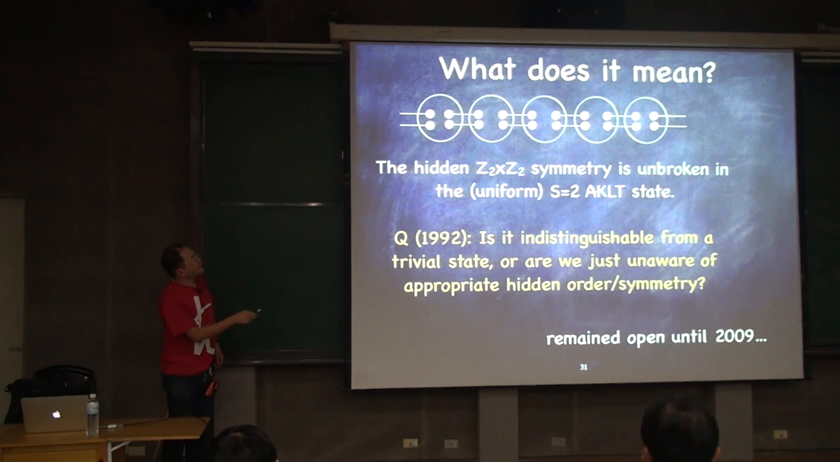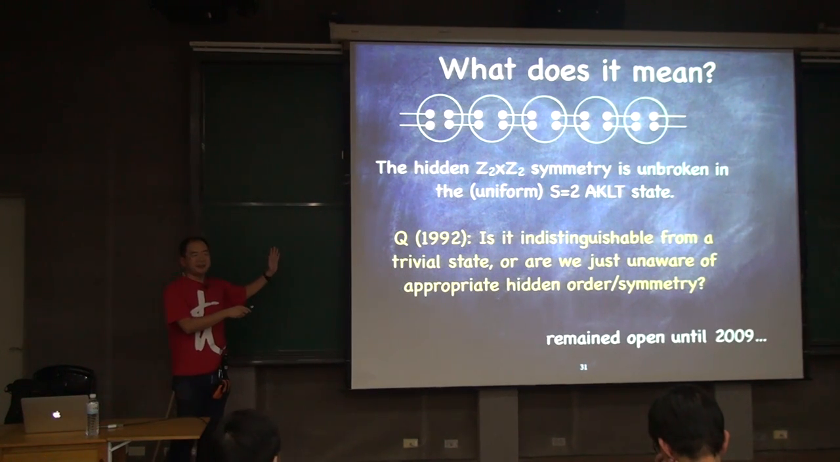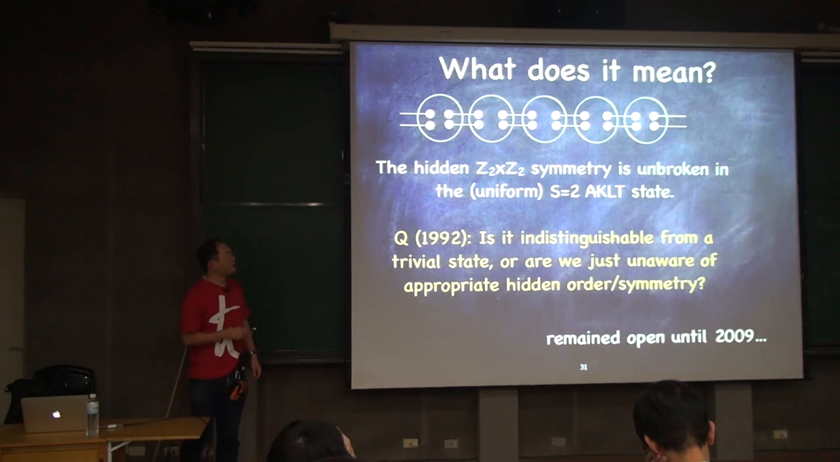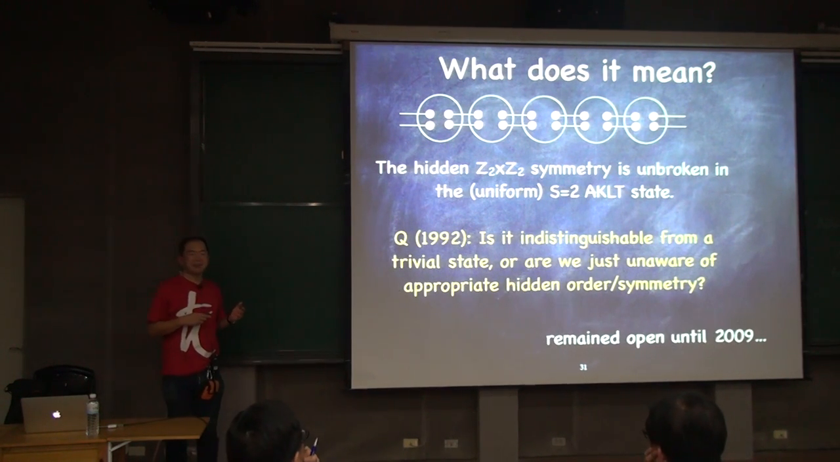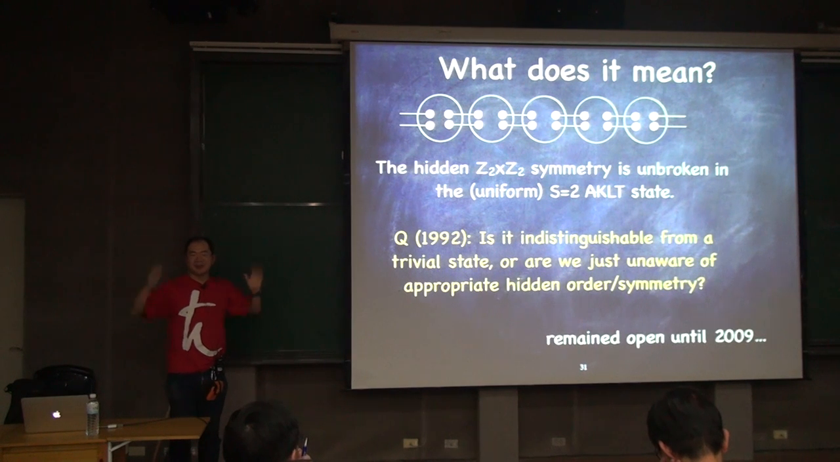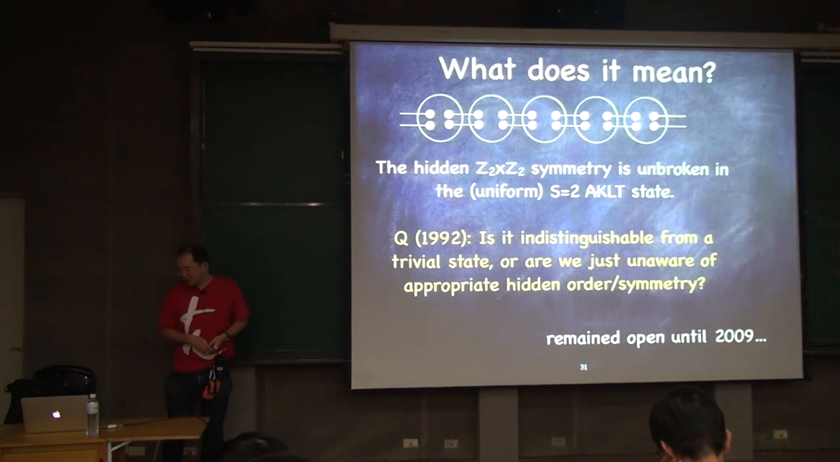So as I said, the spin 2 AKLT state can be drawn like this picture. And I did some calculation and found that I can define a hidden discrete symmetry, Z2 cross Z2 symmetry, even for spin 2. But that hidden symmetry is unbroken in the spin 2 case. And back in 1992, I wasn't sure what it meant. One possibility was, of course, that the spin 2 AKLT state is trivial. That's logically possible, but at that time I couldn't believe that. Probably many people also didn't believe that. So I was suspecting there is maybe a higher hidden symmetry which we still didn't discover. But there must be something which can characterize this in a similar manner to the spin one case. And again, I left this problem, and I think nobody tried to answer it until 2009.